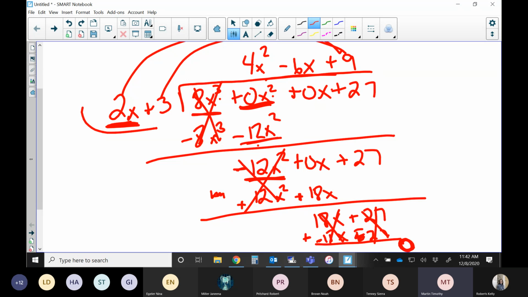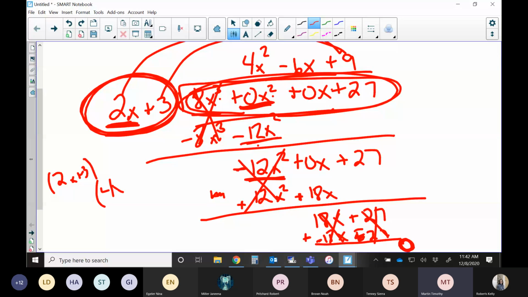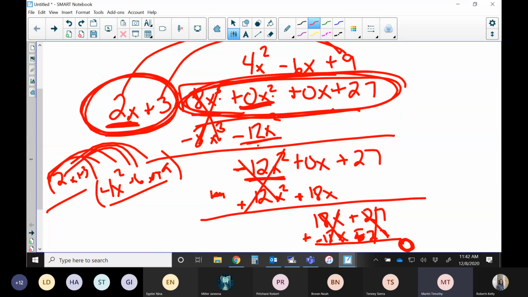What does that make the 2x plus 3, as I compare it to this whole equation right here? 2x plus 3 is a what? A factor. It is a factor of this, which means if I take 2x plus 3 and I times it by 4x squared minus 6x plus 9, right? This times this, if I distributed this and I combined like terms, it would turn into this.